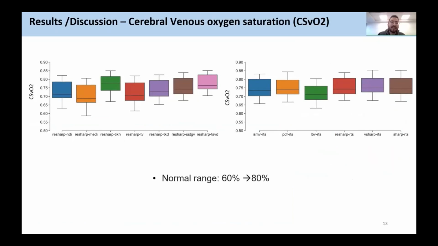And finally, the CSVO2 levels were extracted and compared using all the reconstruction methods. The majority of the values were in the normal range of oxygenation, which is between 60 and 80%. And our results were comparable with other articles that calculated the oxygenation levels using QSM.